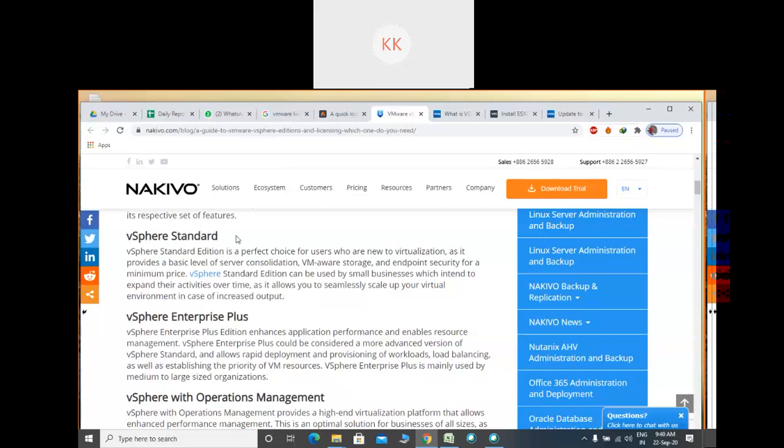Okay. So if in the exam one question comes, differentiate between vSphere Standard and the Enterprise Plus edition, can you do it? Can you write the answer? Difference between vSphere Standard edition and Enterprise Plus edition. Can you differentiate it?